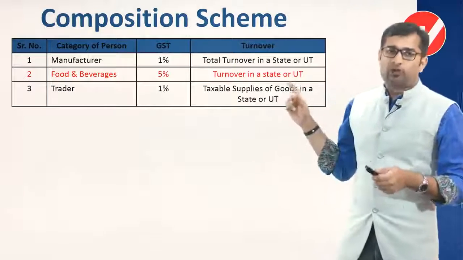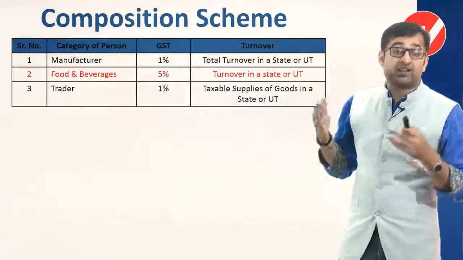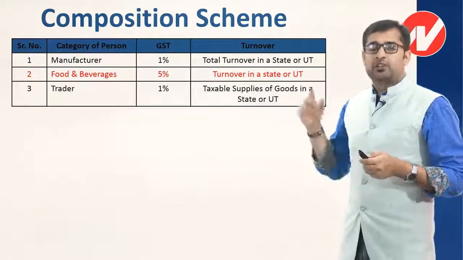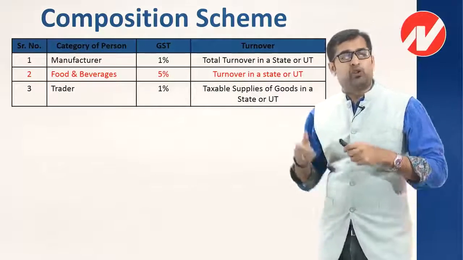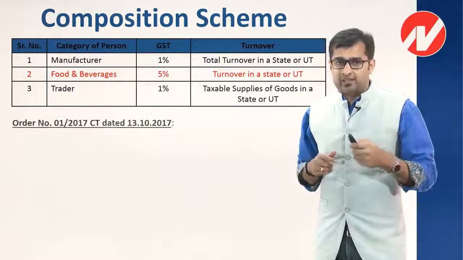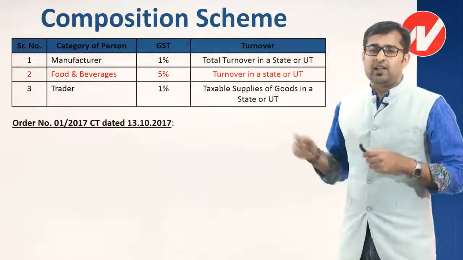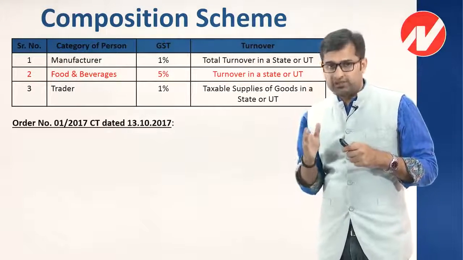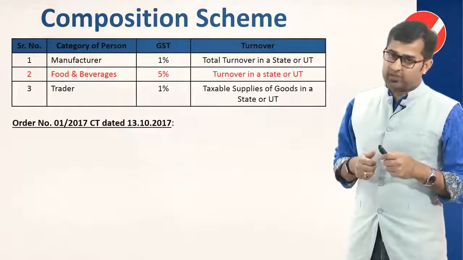However, they have brought one change and we need to understand it theoretically. एग्जाम पर्सपेक्टिव से पढ़ना है. इसके लिए बता देता हूं कि भाई टर्नओवर इन स्टेट और यूनियन टेरिटरी को बाद में थोड़ा अमेंड किया है, थोड़ा मॉडिफाई किया है. एक ऑर्डर आया है, एक सर्कुलर आया है, जिसके थ्रू ये चेंजेस लाए गए. That order and circular was brought from Order number 1/2017 dated 13th October 2017.